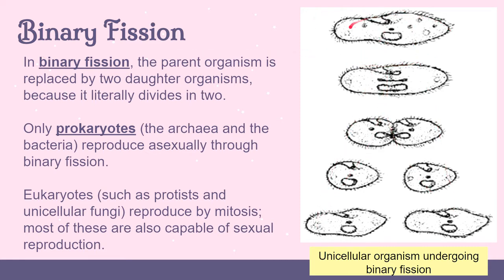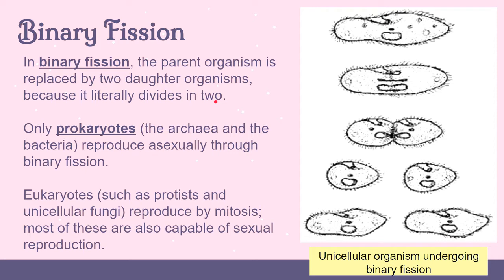So we see here the unicellular parent organism. Then it will undergo binary fission by dividing itself into two smaller daughter cells or two smaller offspring, which will eventually grow and become another organism, just like its parent. Okay? So again, binary fission means it literally divides into two. By two, fission, division, or separation.